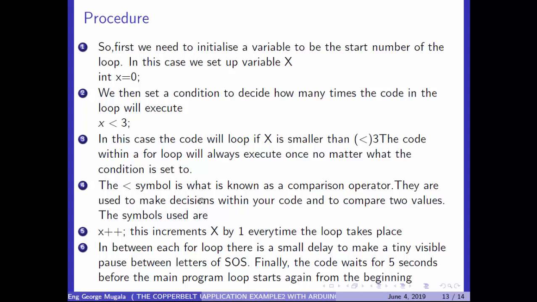The symbol is what is known as a comparison operator. Comparison operators are used to make decisions within your code and to compare two values. Then x++ increments x by 1, so every time the loop takes place, x is incremented by 1. In between each for loop, there is a small delay to make a tiny visible pause between the flashes. So finally, the code waits for 5 seconds before the main program loop starts again from the beginning.